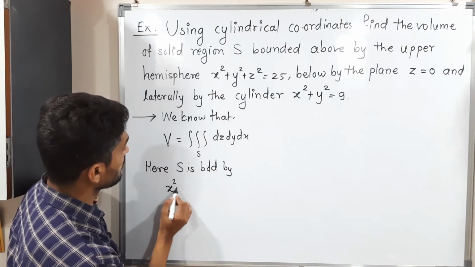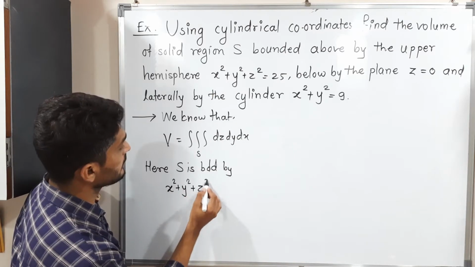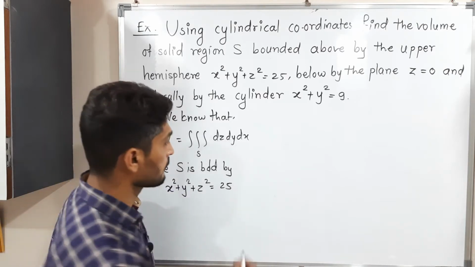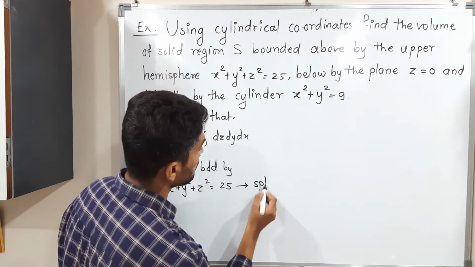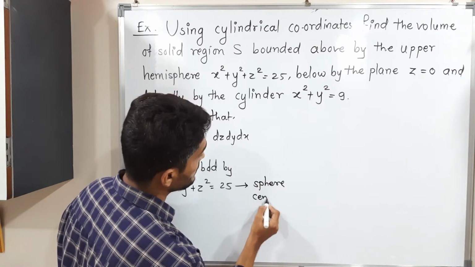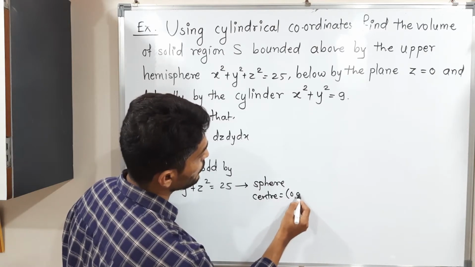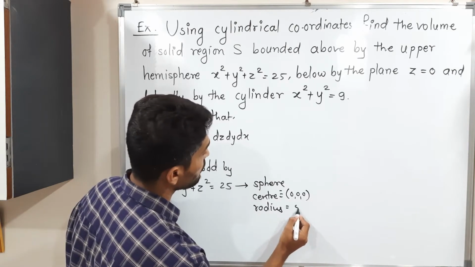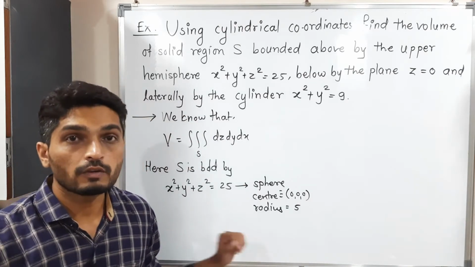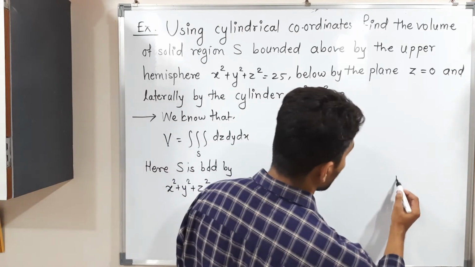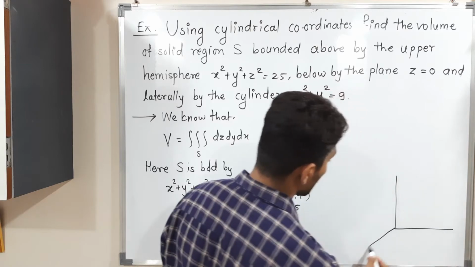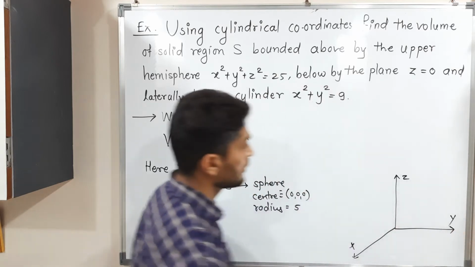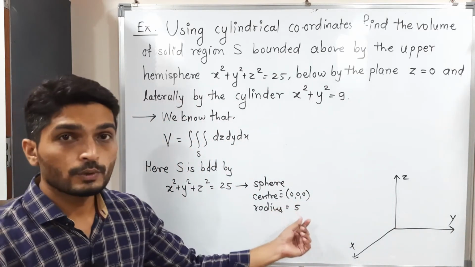x square plus y square plus z square is equal to 25. Actually, this is the equation of a sphere. So this is a sphere with center, what is its center? It is the standard one, 0, 0, 0. And what will be its radius? Radius is 5, since 25 is the square of 5. I will draw here the z axis, y axis, x axis. Now, center is 0, 0, 0 and radius is 5.